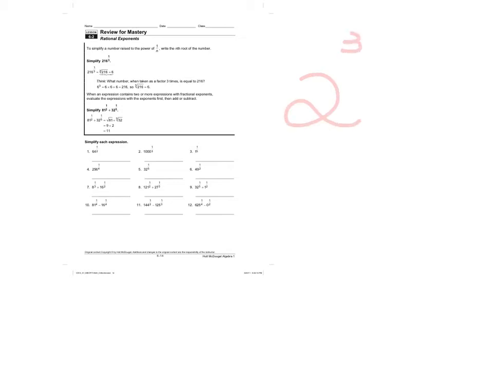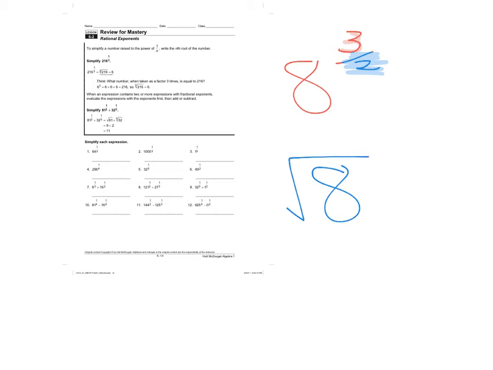I need to pick a better number. Let me fix this and make this an 8. If I have 8 to the 3/2 power, the bottom number of the fraction is the root. The top number is the exponent. So I will turn my rational exponent, my fraction exponent, into a root. It becomes the square root of 8 raised to the 3rd power.